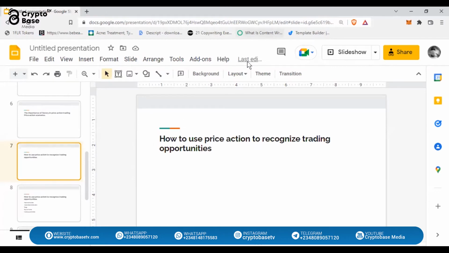Now, guys, this is where it gets interesting. This is where you should focus more. How to use price action to recognize trading opportunities.